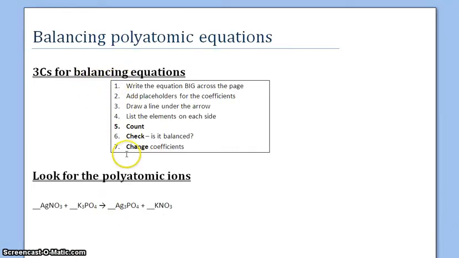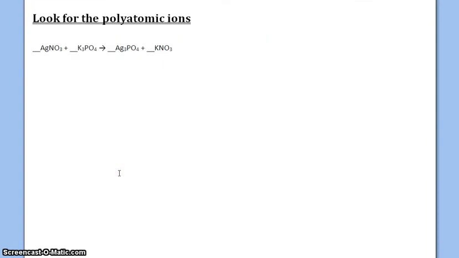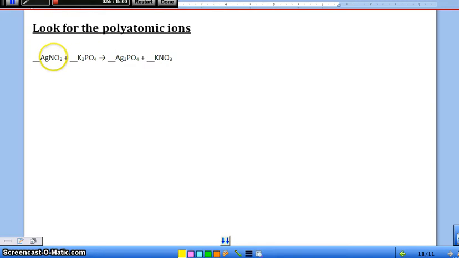I've put the 3 Cs just as a reminder here. And let's look at our equation. First of all, let's find those polyatomic ions and highlight them. So we've got our nitrate, NO3. And what else we got? We've got a phosphate, PO4.